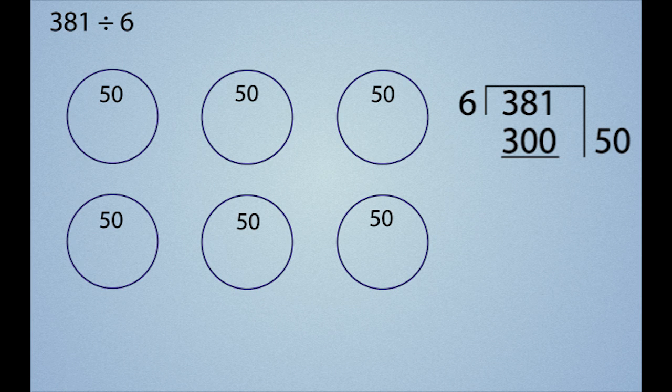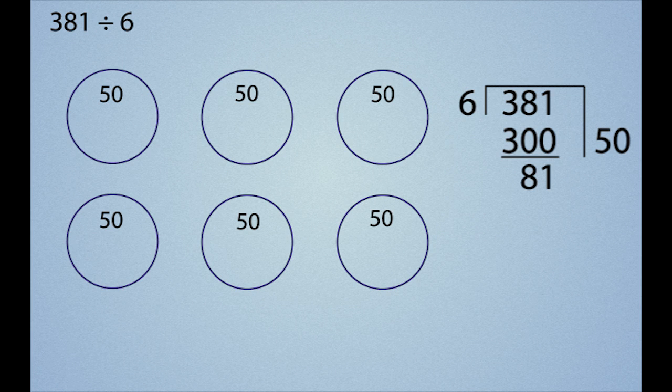So I'm recording both in my bubbles and in my algorithm here that I have now subtracted or divvied out 50 into 6 groups, which means I have divvied out or taken away 300 from my 381 that I've started with, which leaves me with 81. Now, again, students can choose any number they want as long as the product doesn't go above 81.